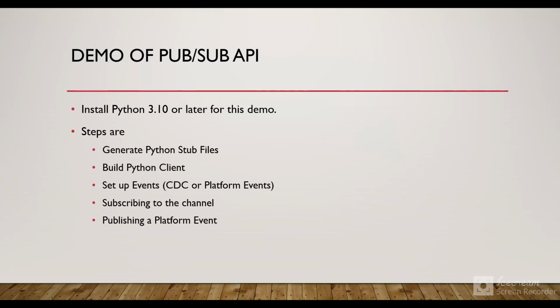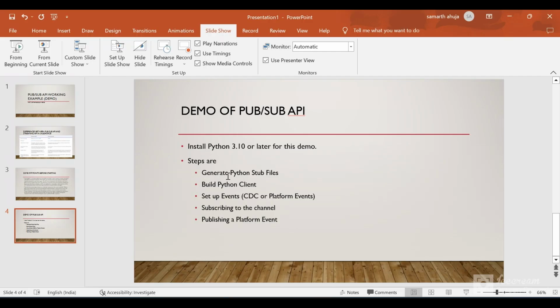So let's start with the demo. Firstly, we need to have Python 3.10 or a later version installed, since we will be using Python to implement the PubSub API. The steps are: we will generate the Python stub files, build the Python client, then set up change data capture events and platform events. Then we will see the demo of subscribing to the channel and publishing to the platform event.